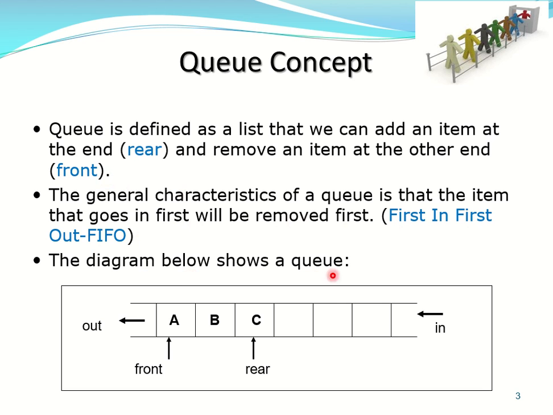So the diagram below shows a queue. That means when you insert into a queue, the first one will be the front and the last one that enters into the queue will be the rear. And then the front item is the one that will be the first going out from the queue. That's why we call it first in, first out.